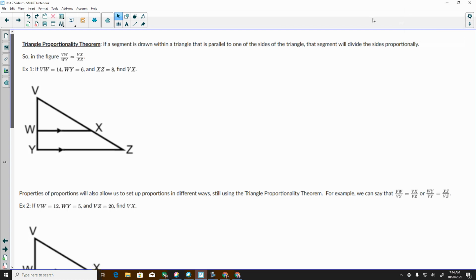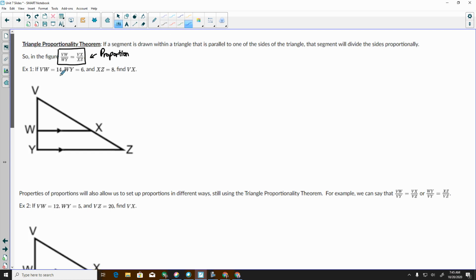In this lesson, we're now going to take a look at a couple different ways we can set up proportions. If you didn't know, this was called a proportion. How can we set up a couple different proportions to solve for missing sides of triangles? Okay, so check this out.